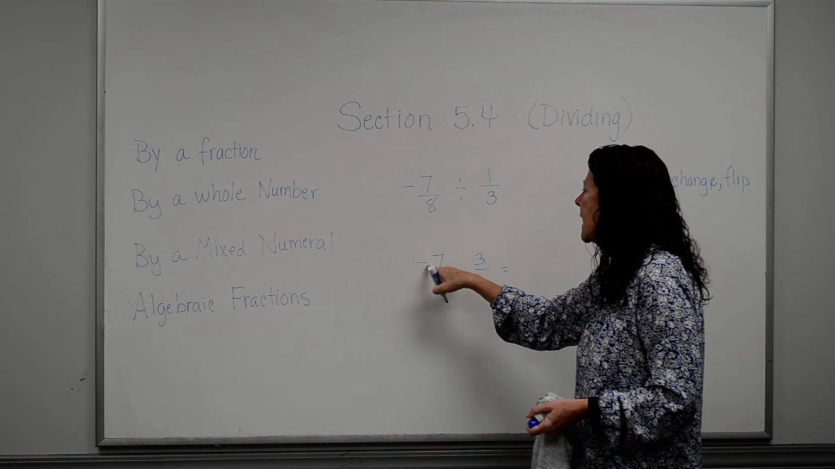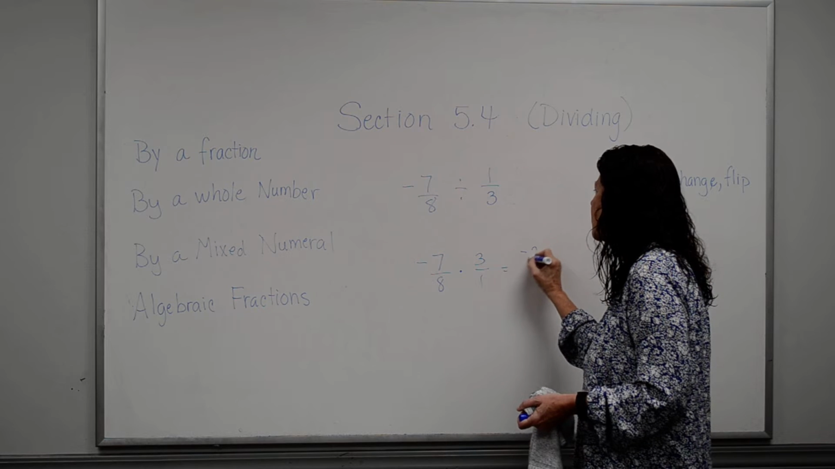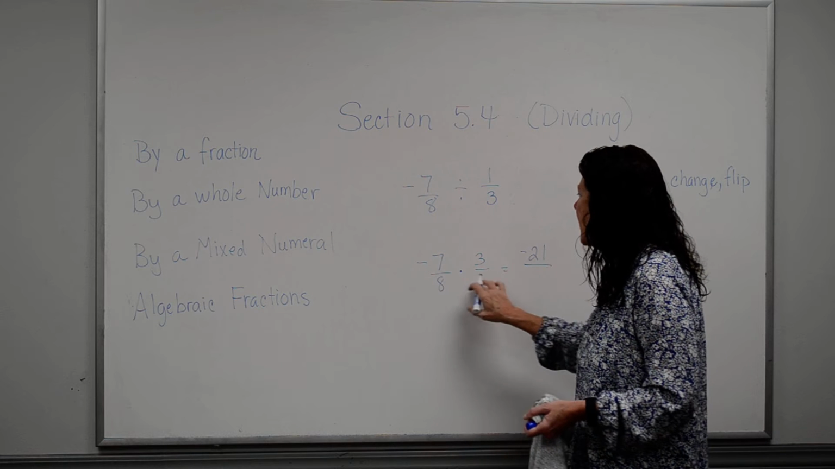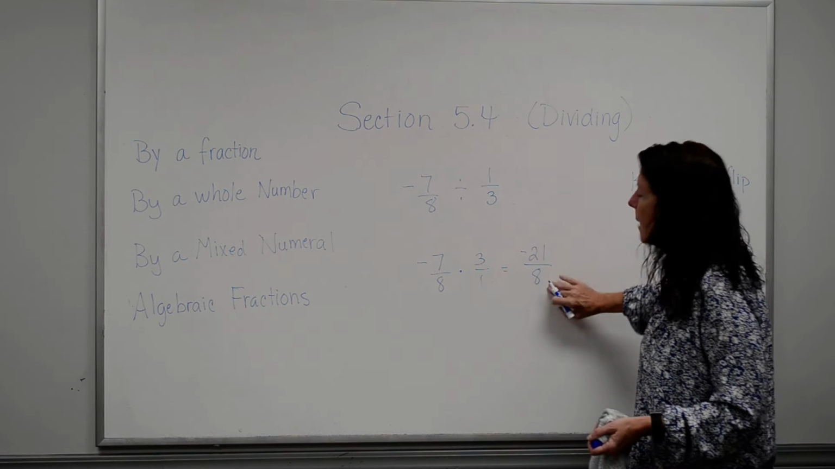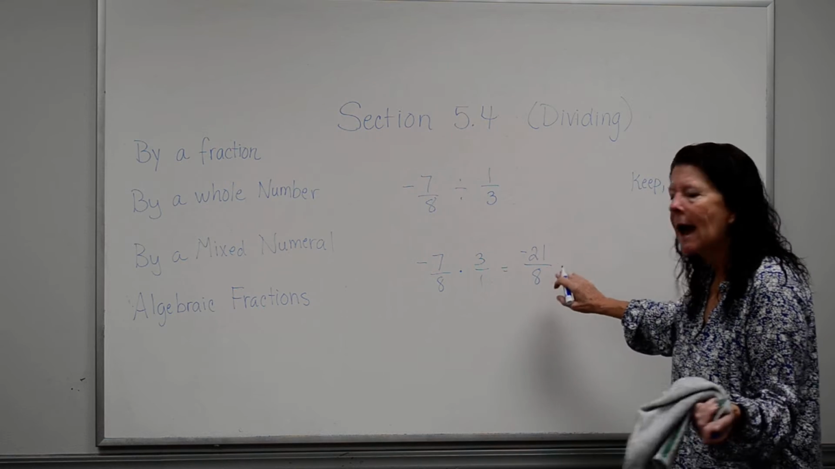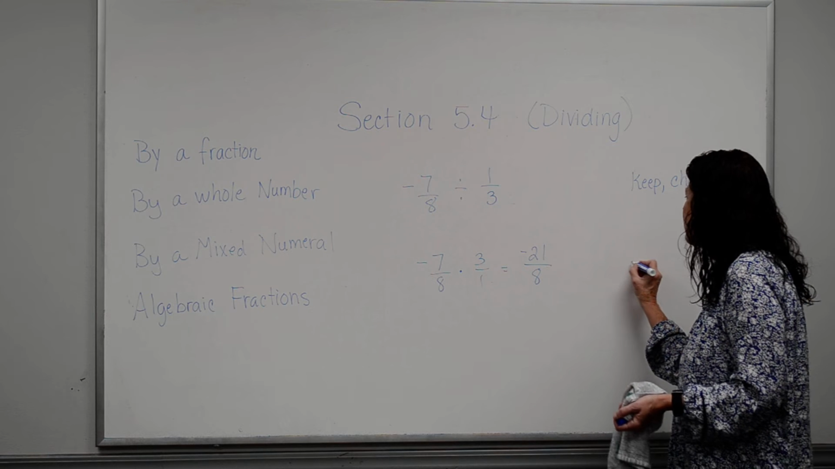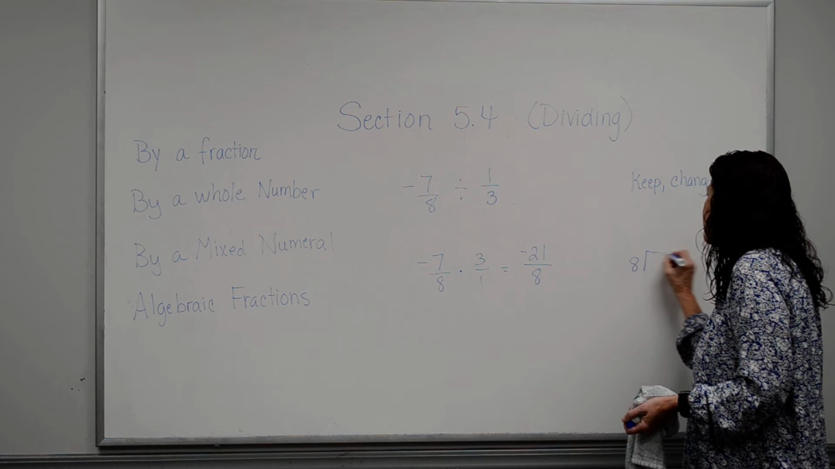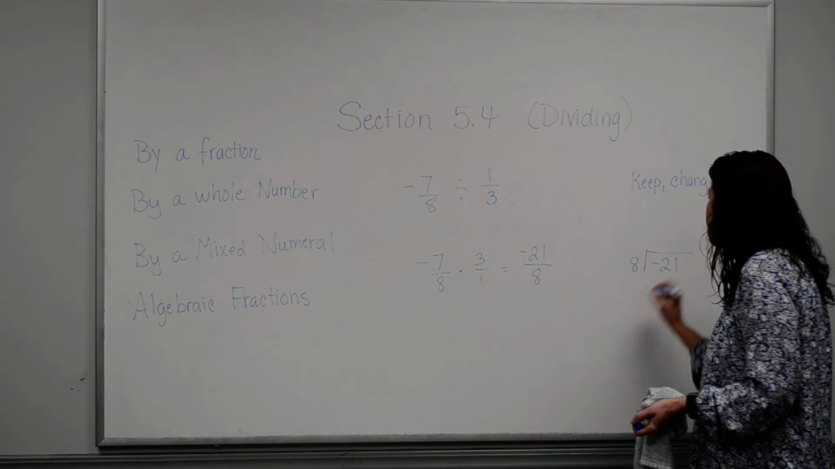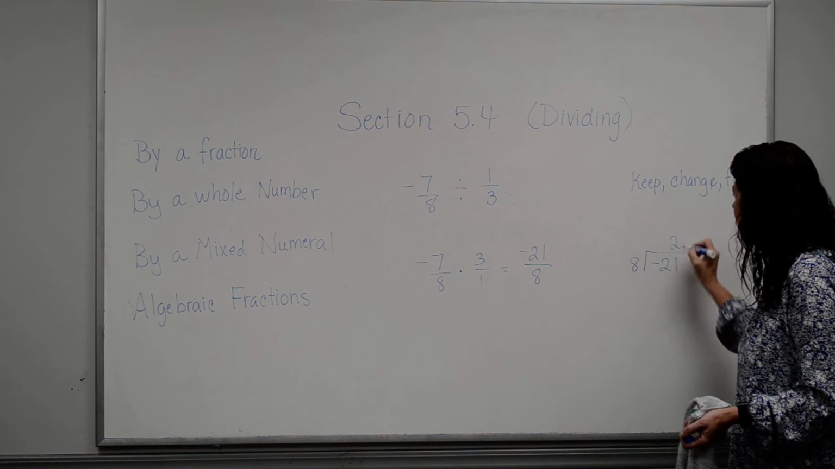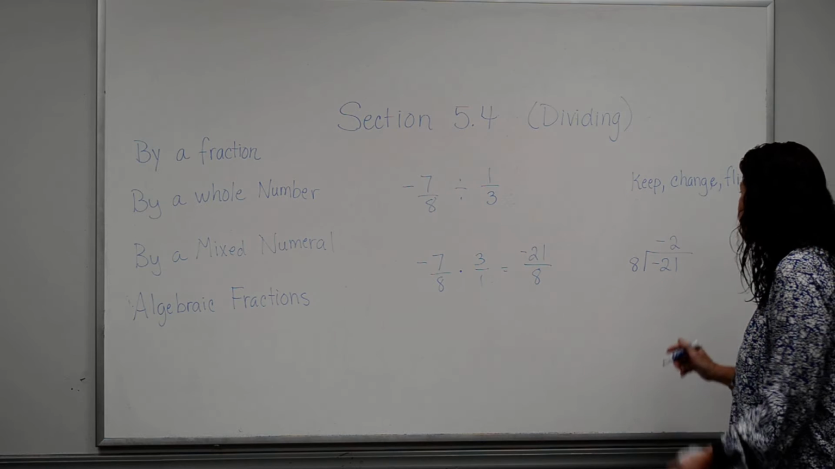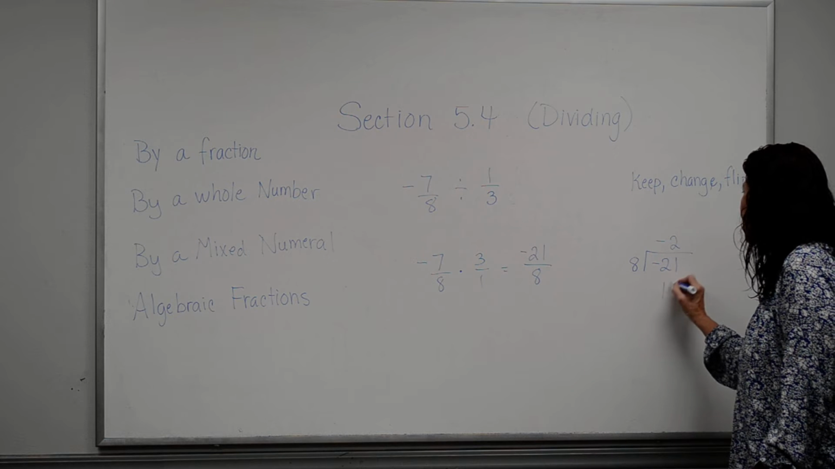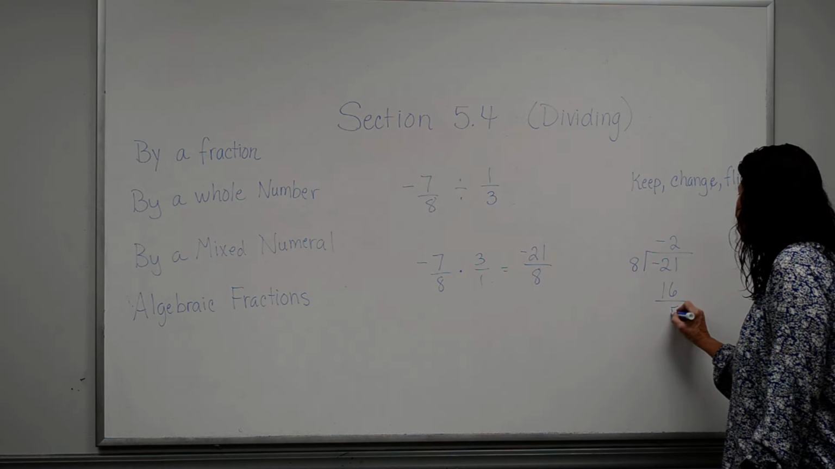So now I've got -7 times 3, which is -21, and I have 8 times 1, which is 8. Well, this is an improper fraction, so you have to change that to a mixed numeral. So you're going to take 8, divide it into -21. It goes 2 times, and of course it's going to be a negative because a negative divided by a positive is a negative. And you've got a 16 here with 5 left over.